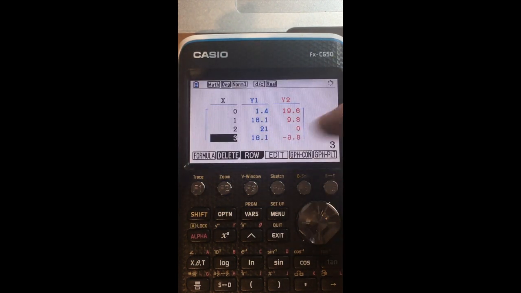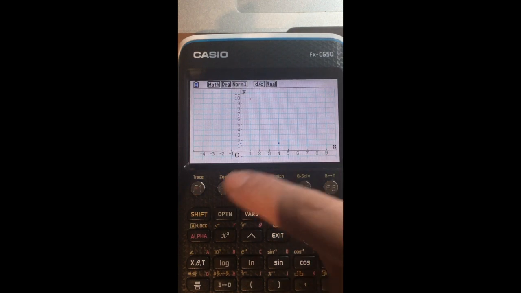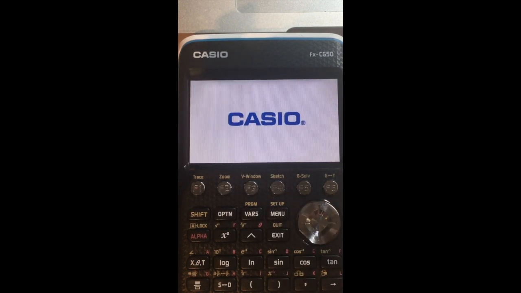So make sure you know how to use this calculator properly so that you can be efficient in these calculations.